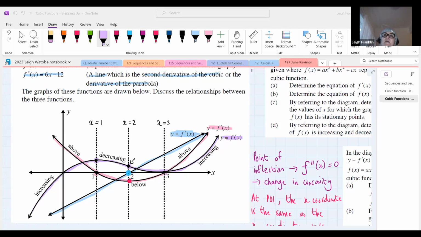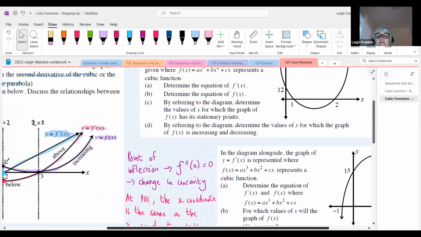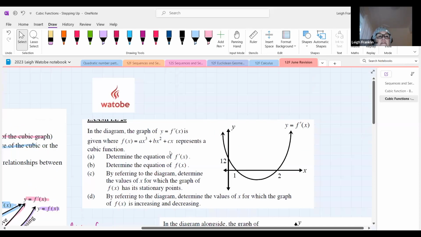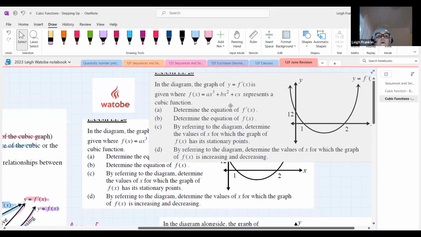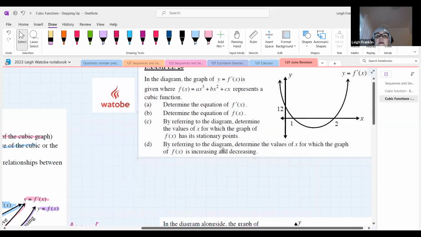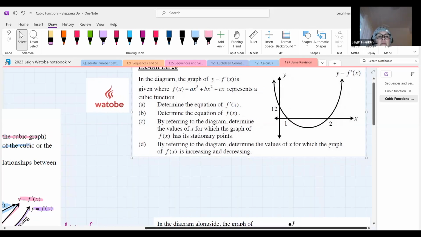The other thing that they can do is expect you to work backwards and find the equation of the cubic function by giving you the graph of the first derivative. So I'm going to show you that now as an example. That's this particular question over here. If we have a look at the one that is in the middle of the screen at the moment.